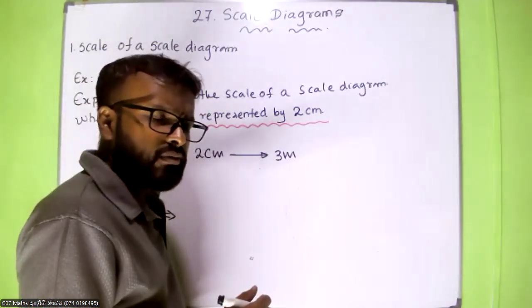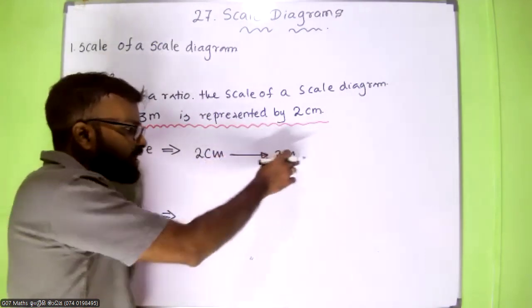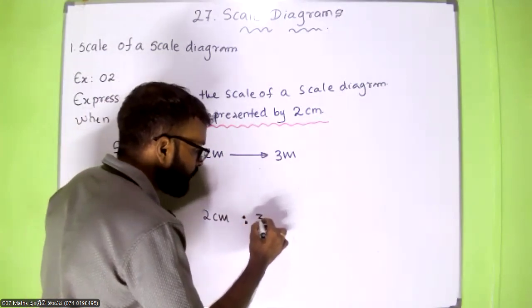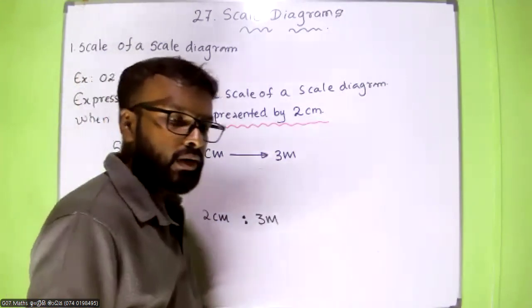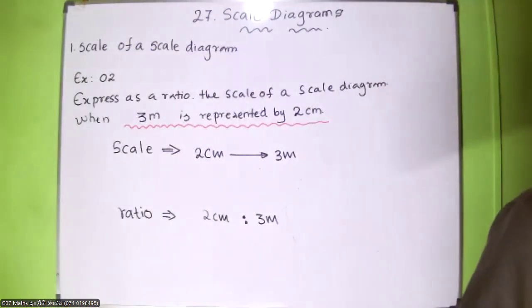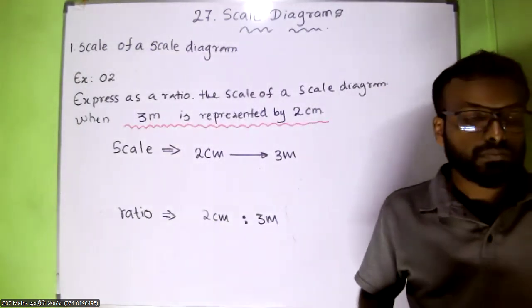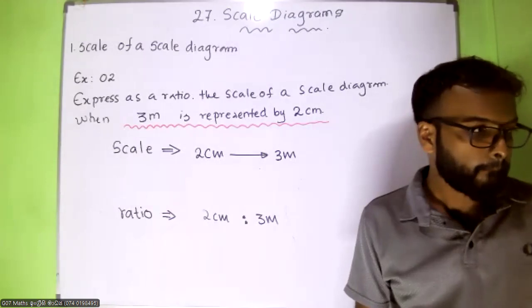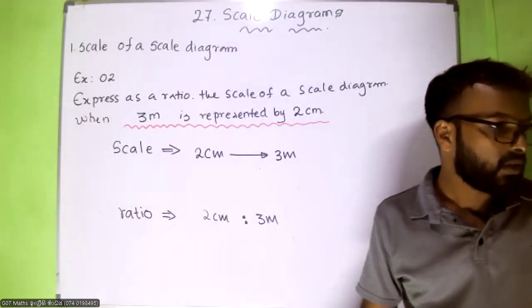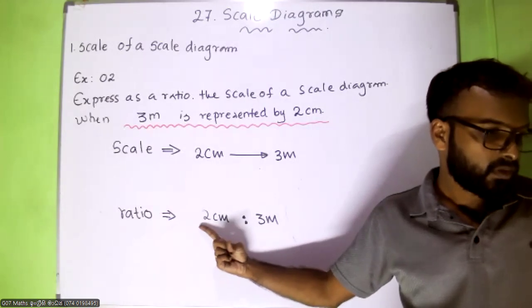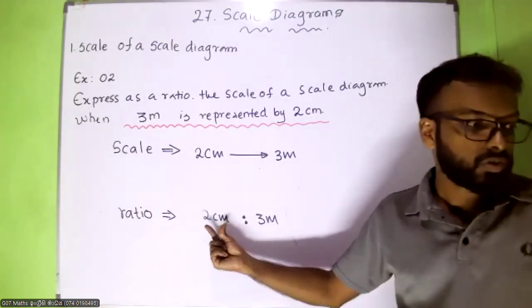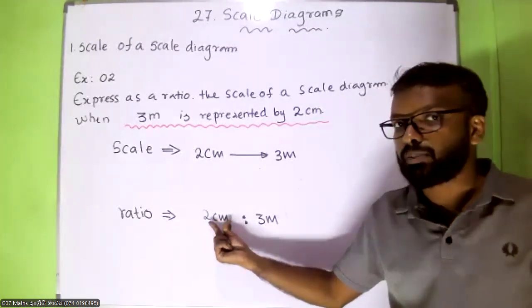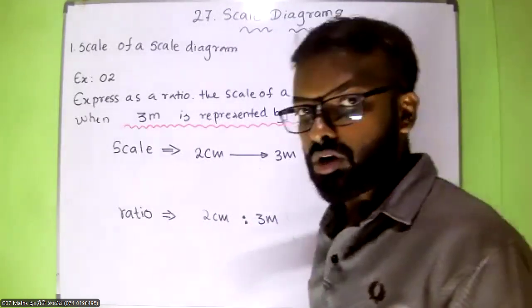What is the meaning of that? Can we write this as a ratio, 2 centimeters to 3 meters? Vagisha, is this correct as a ratio? Chenoli, is this correct? Wrong. Excellent, super. Because here you have centimeters, here you have meters. So this is wrong.